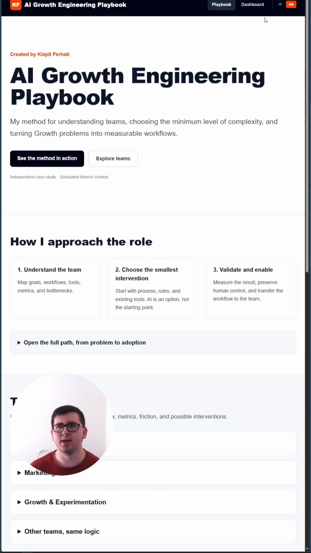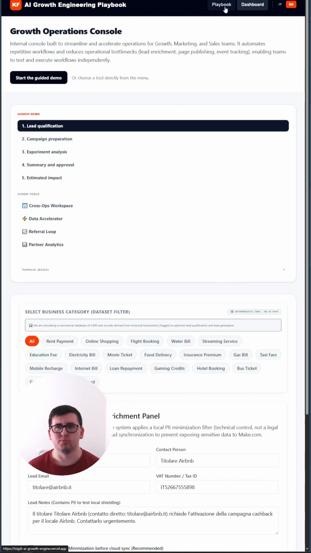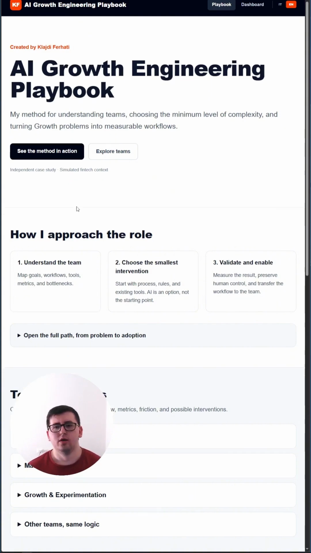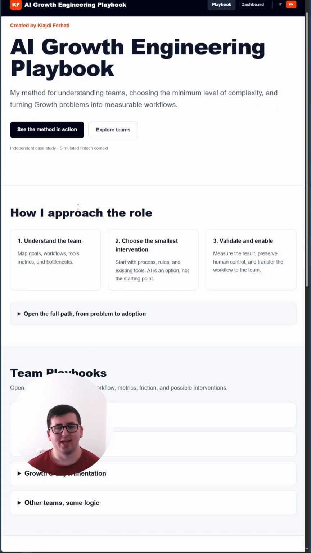AI Growth Engineering Playbook with a little dashboard. This is a little proof of concept, and why I did this. This is literally a practical way to understand what this role does and how to apply the method inside a company. So after you watch this video, you could try to apply this method in your company. So, how to approach this role and how I do it?